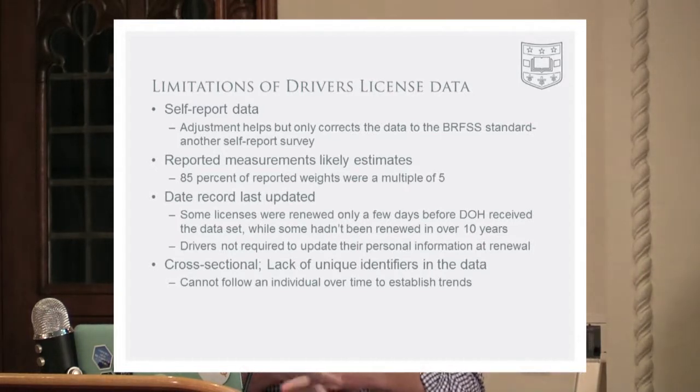We also noted that 85% of the data was multiples of 5, so clearly people were estimating. So we consider that a limitation. And then as I said earlier, the date that the information was last recorded was typically variable. And so I remind my partners at the city, this is a cross-sectional data set. So while we didn't have any data before, we cannot really use this data to measure progress going forward, because the next time we get it, it'll be a different cross-section of individuals. And so it would be hard to do that.